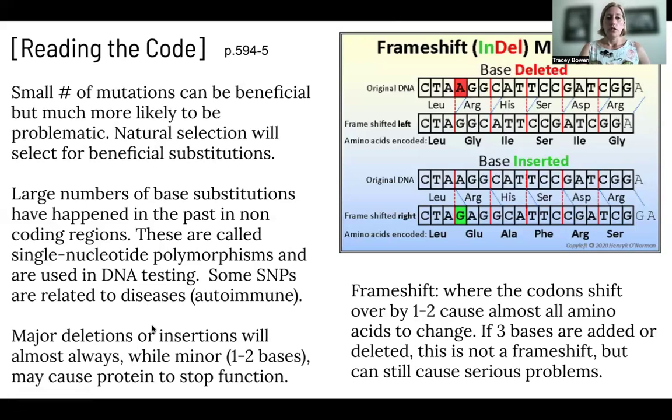So most major deletions or insertions will almost always stop protein function or cause protein function problems, whereas minor changes, like one or two bases, may cause proteins to have problems or to stop functioning. And then we heard this word on the last slide, frame shifts, where the codons shift over by one or two, will almost always cause amino acids to change. And if three bases are added, then a whole new codon has been added. So that's not a frame shift, but if a new amino acid is in there or deleted, then that can still cause serious problems.